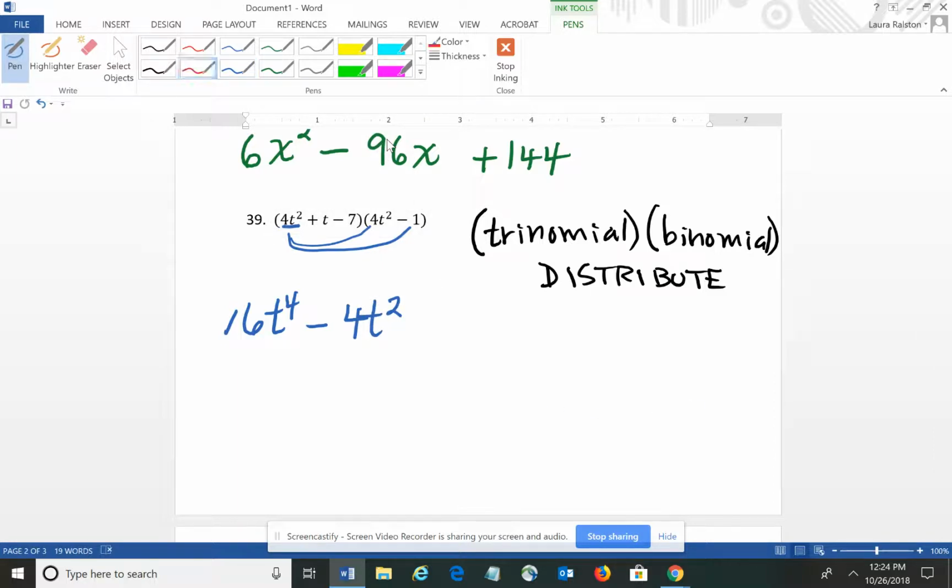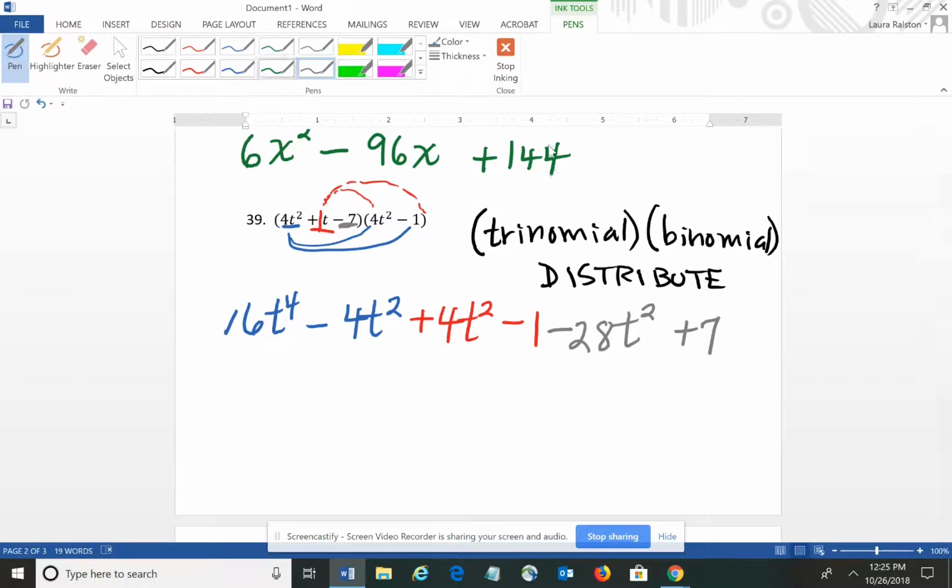Then I go back and I start over with the plus t. Now again, remember there's an understood 1 there. So I'm doing 1t times 4t squared. So that's plus 4t squared. And 1 times the minus 1 would be minus 1. And then finally, I'm going back a third time, and I'm going to distribute the negative 7. Again, be careful. Negative 7 times positive 4t squared is negative 28t squared. And negative 7 times negative 1 is positive 7.